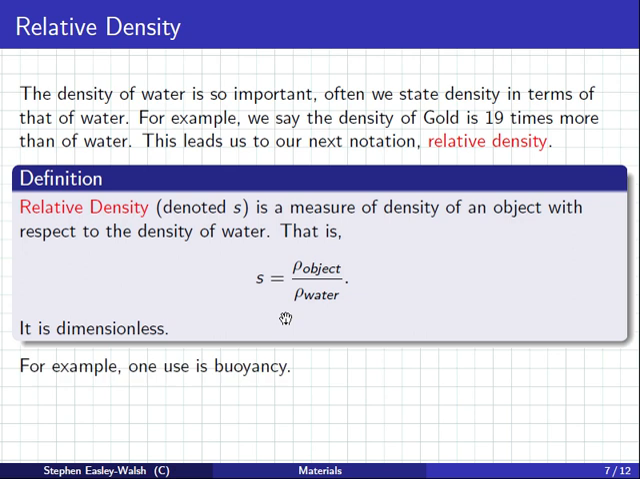Good stuff. One example of the use of relative density is in buoyancy. Does anyone know what I mean when I say buoyancy? Things float, or not. So how does relative density link into whether things float or not? If it is more than the density of water, it will not float. So if S is more than what value? 1. If S is more than 1, what happens? Sink. If S is less than 1, it'll float.